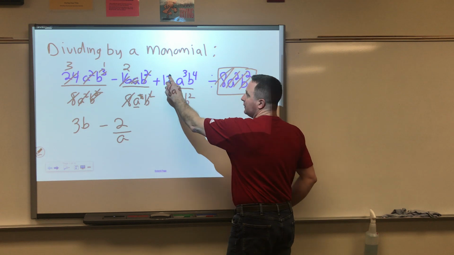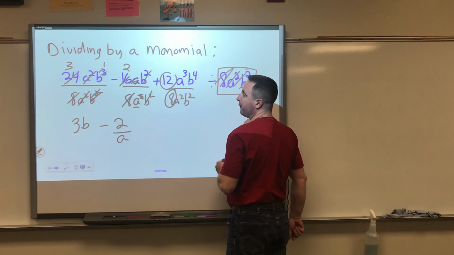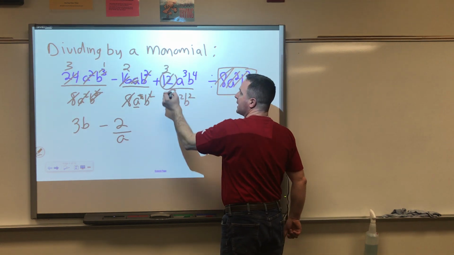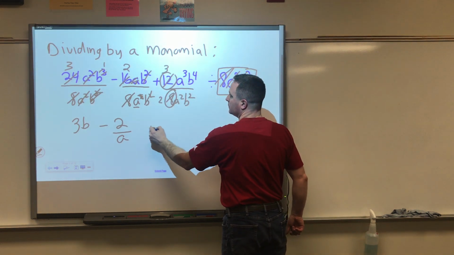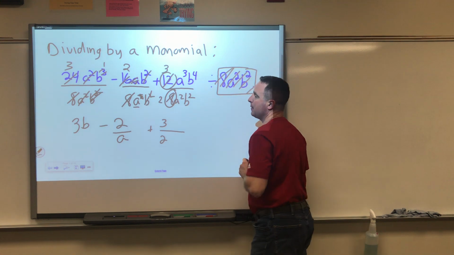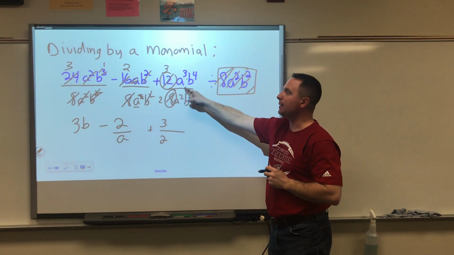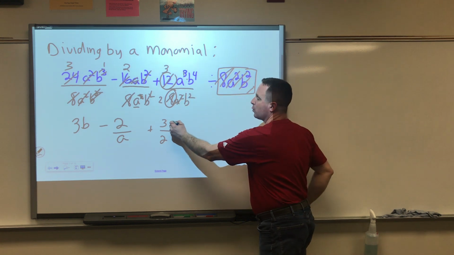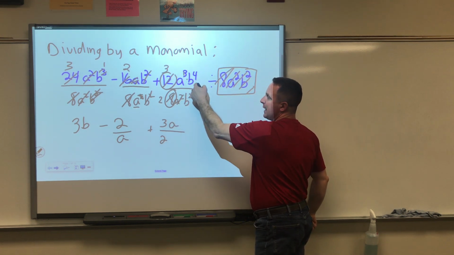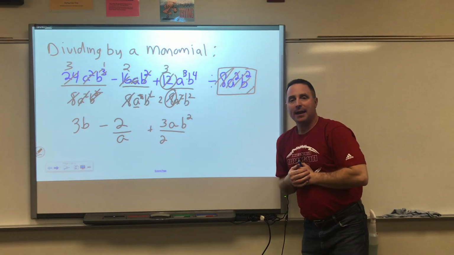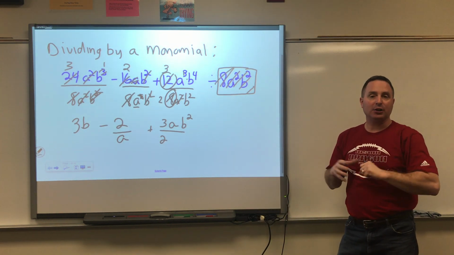And the last one here, now 8 doesn't go into 12 evenly, but 4 can go into both of them. So if I divide both of them by 4, I get a 3 on the top and the 2 on the bottom. And if you look at my variables, there's 3 a's on top and 2 on the bottom. Those two leave me with just 1 a on the top, and 4 minus 2 leave me with 2 b's on the top as well. Okay? And that just simplifies into 3 separate little terms.